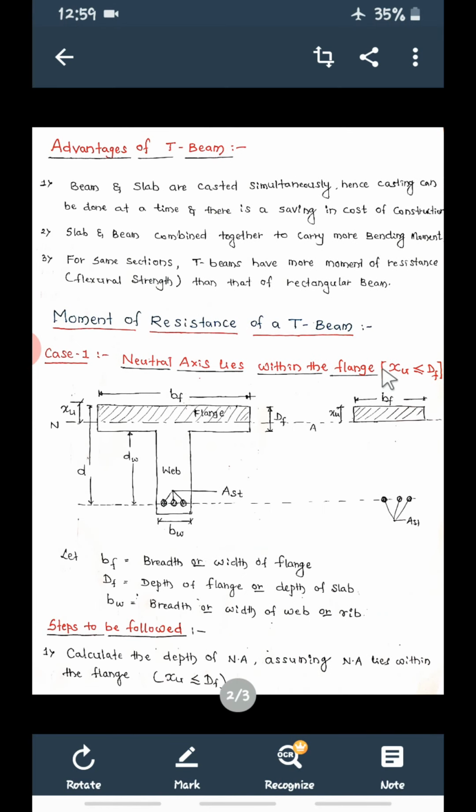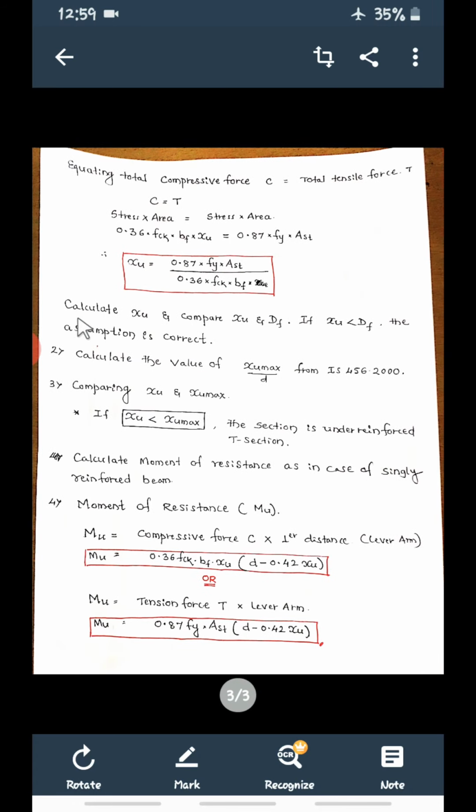Now what have we assumed? We have assumed XU less than or equal to DF. Now compare. DF will be given in the problem, that is, the depth of slab will be given. Now you have to check whether XU is less than DF. So calculate XU from this equation and compare XU and DF.